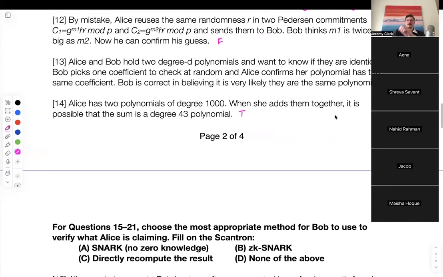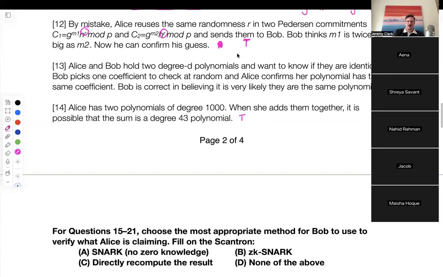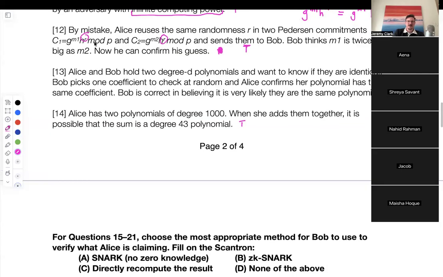Okay, 12. By mistake, Alice reuses the same randomness R in two Pedersen commitments. So this R and this R are the same, and she sends them to Bob. Bob thinks M1 is twice as big as M2. Now he can confirm his guess. Okay, sorry, I wrote this down as false. It should actually be true. I think that was just a mistake. I'll double check and make sure that the marking guide that I use has this.